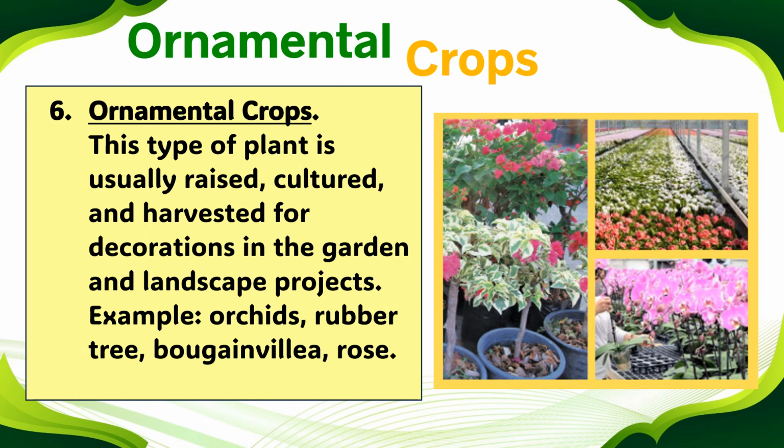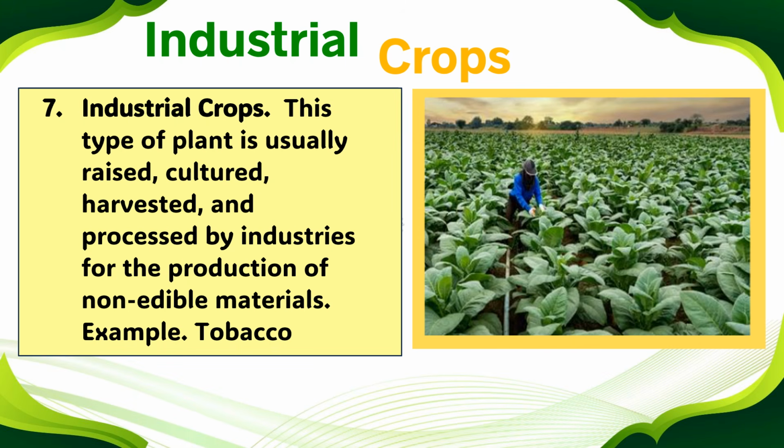The ornamental crops. This type of plant is usually raised, cultured, and harvested for decorations in the garden and landscape projects. Example: orchids, rubber tree, bougainvillea, rose. The industrial crops. This type of plant is usually raised, cultured, harvested, and processed by industries for the production of non-edible materials. Example: tobacco.